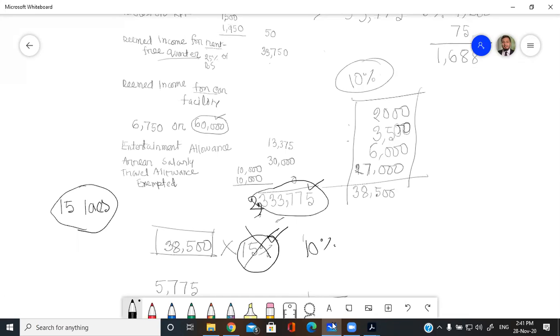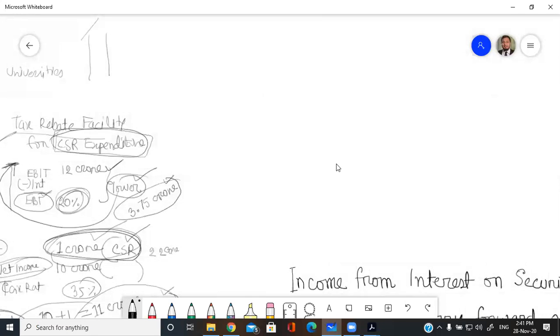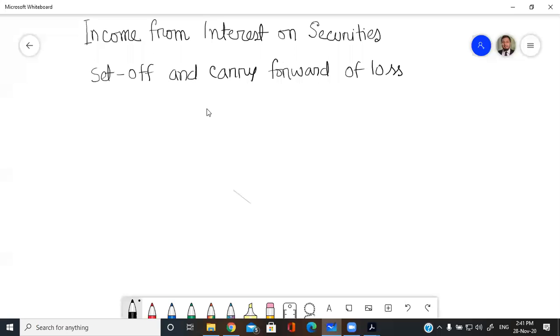So in today's session, what we'd like to concentrate on is income from interest on securities. And in the second part of our session, we'd like to use our available time to understand this concept, set off and carry forward of loss. I will explain it later. What do we mean by this?